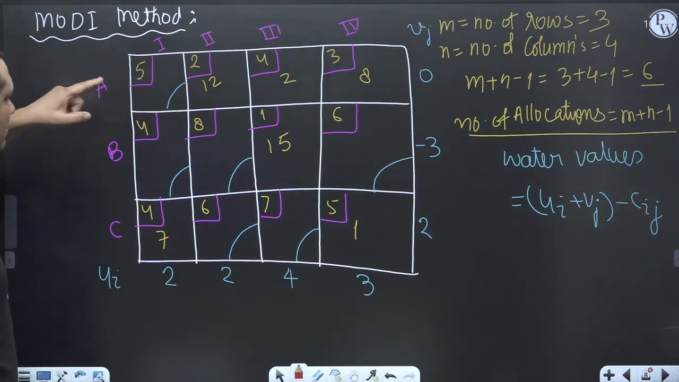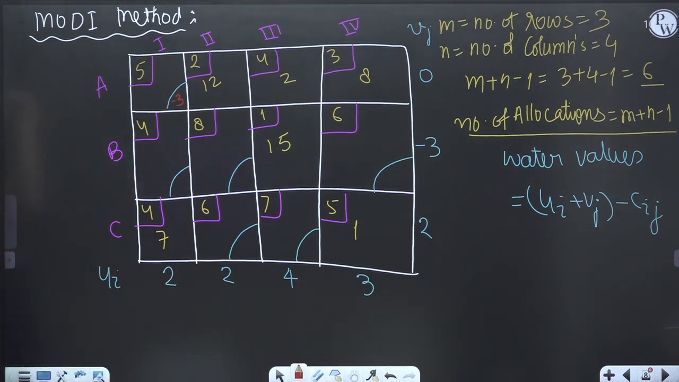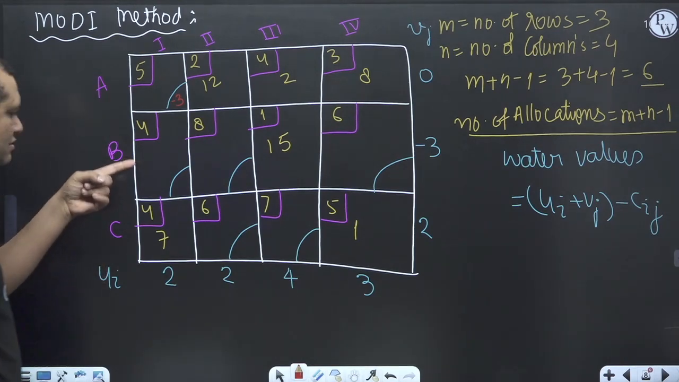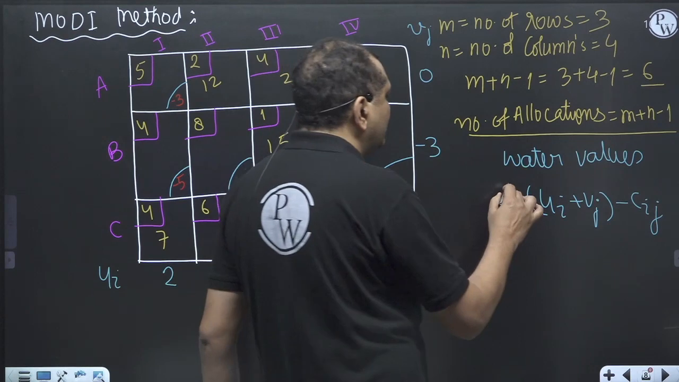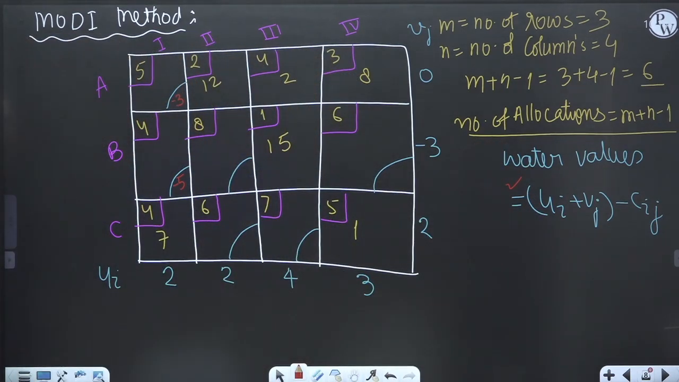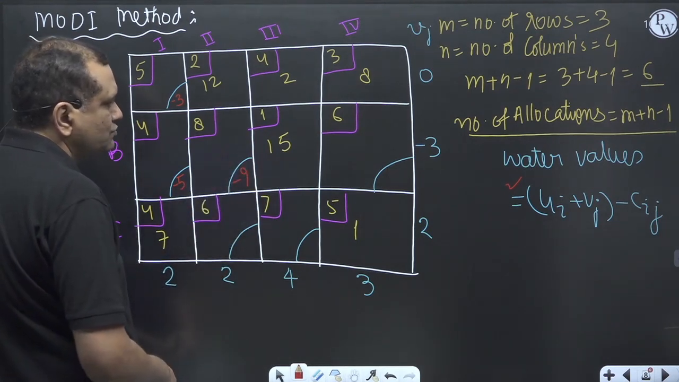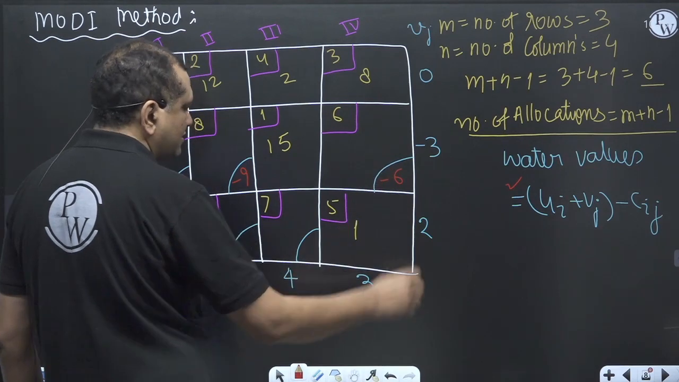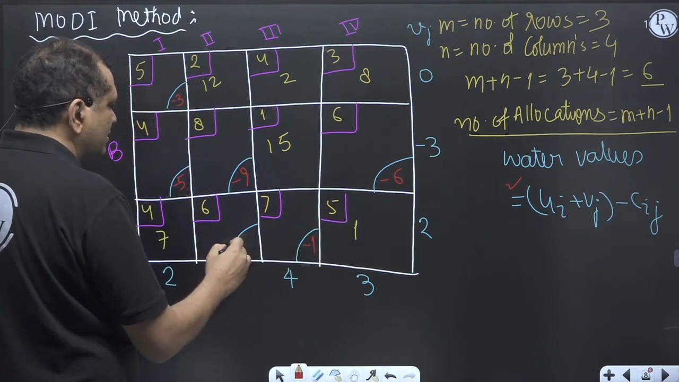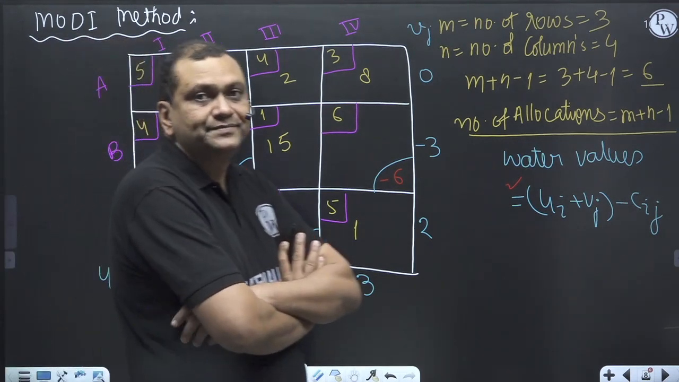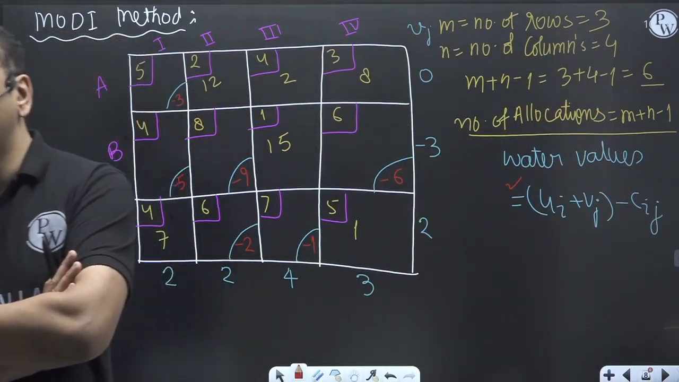So ui plus vj minus Cij here is minus 3. Correct? That is the way I calculate the water value. Now here 2 plus minus 3 is minus 1, minus 1 minus 4 is minus 5. I am applying this formula; the formula doesn't change. 2 plus minus 3 minus 8 is minus 9. 3 plus 3 is 6, minus 6 is 0... Then 4 plus 2 is 6, minus 7 is minus 1. 2 plus 2 is 4, minus 6 is minus 2. So these are the water values of the non-occupying cells.